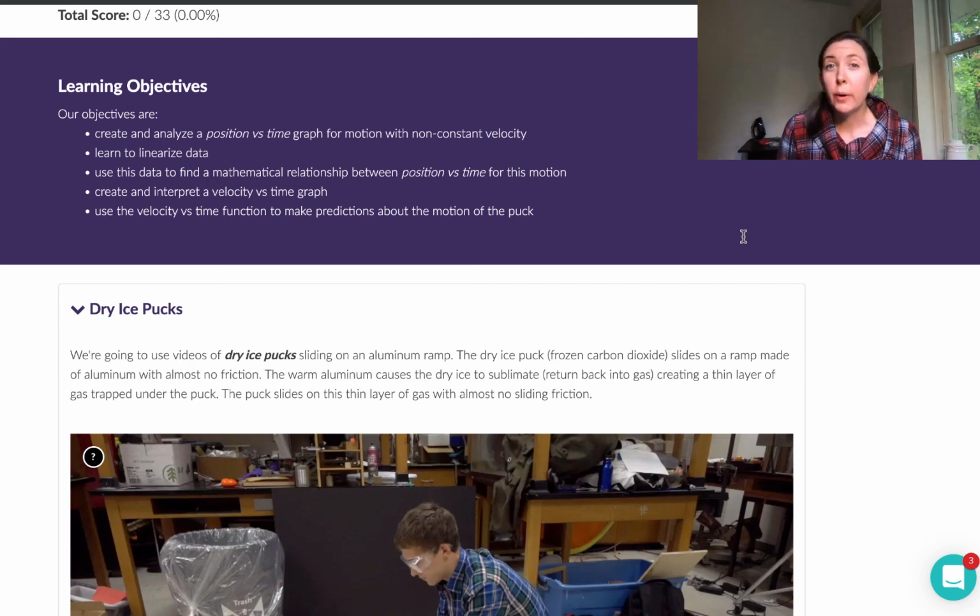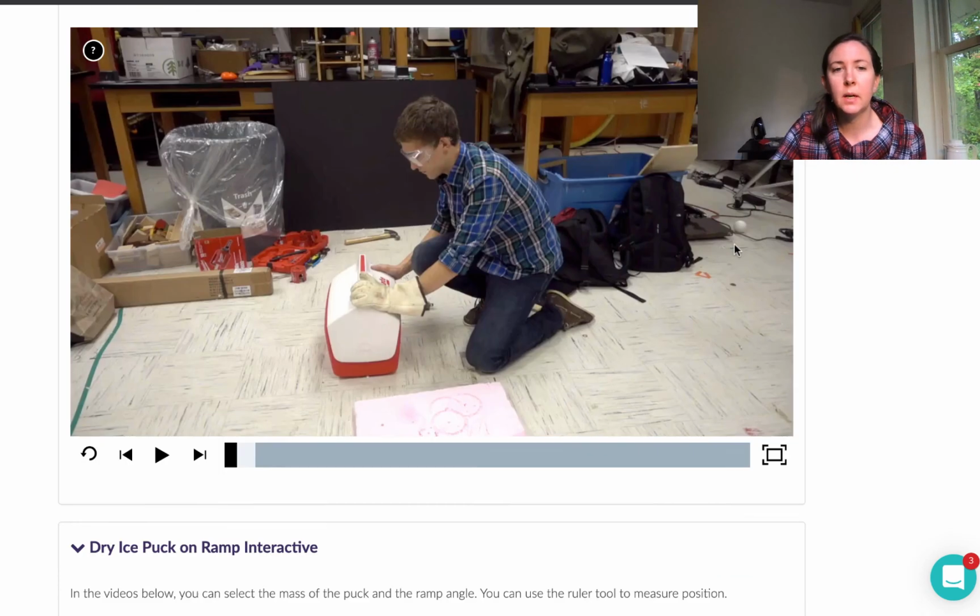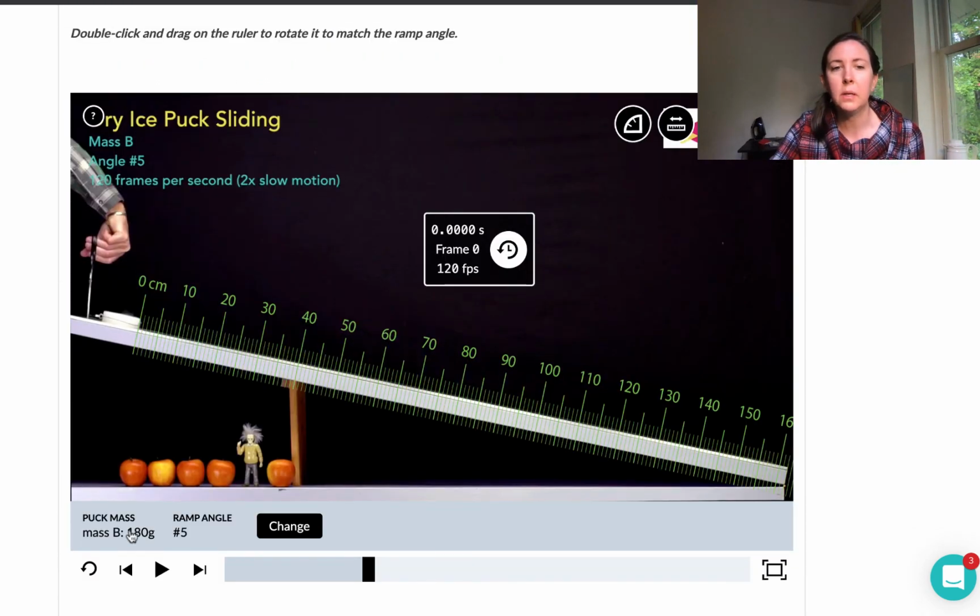I wanted to make a short video explaining the Pivot Lab from last week, just so that you know whether you were doing it correctly and what you were looking for. So I did it myself. I picked puck B, mass of 180 grams and a ramp angle of 5.